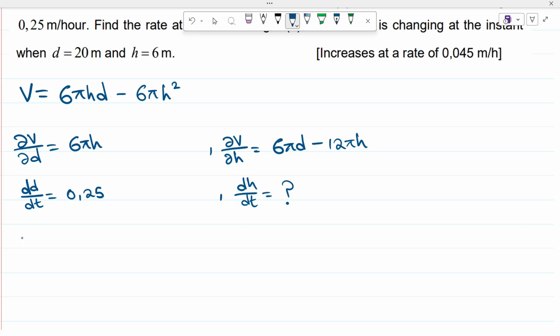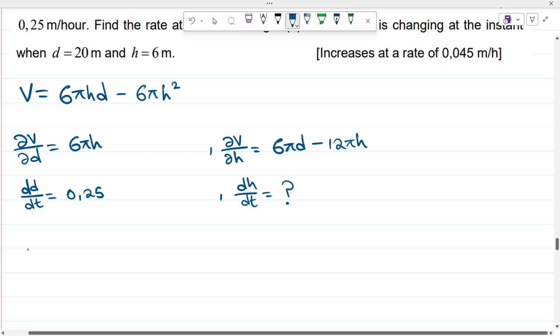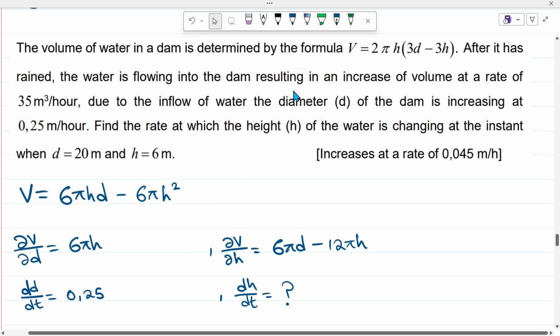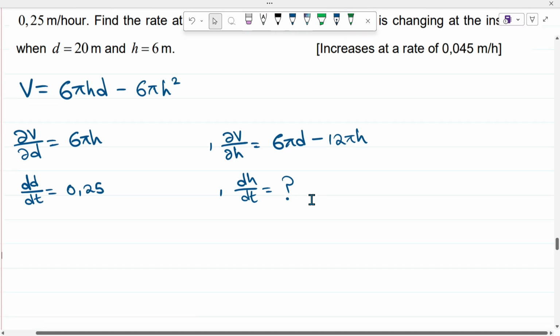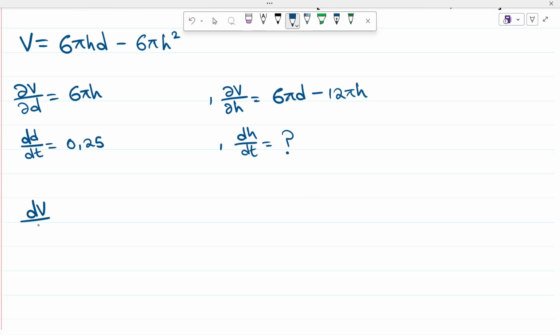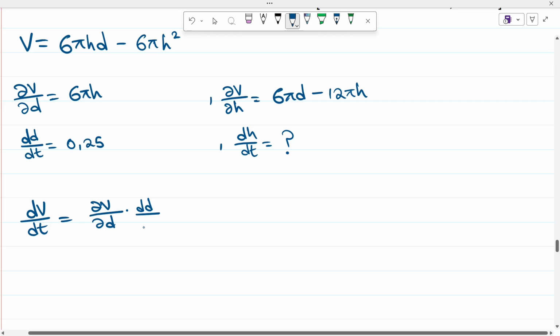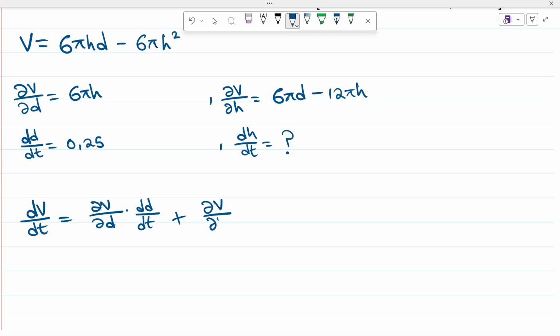Now I'm writing the rate of change of formula for V. So dV/dt is equivalent to the partial derivative of V with respect to d multiplied by the rate at which the diameter changes with time, plus the partial derivative of V with respect to h multiplied by the rate at which h changes with time.